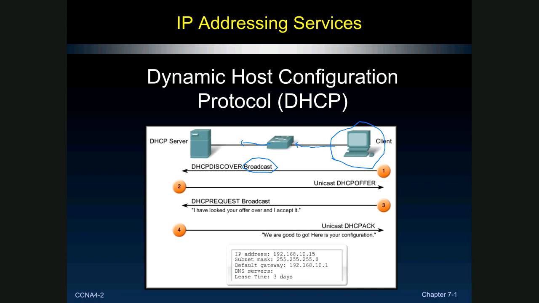The DHCP server will then hear that message, and he'll say, oh, yeah, I'm a DHCP server. It's port 67, port 68. Yeah, it's coming in on the right channel. And he'll send back an offer message.